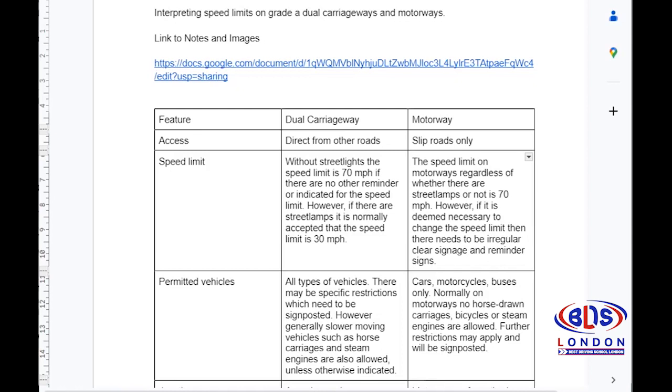The speed limit is 70 miles per hour, but if there are street lamps there, then that means it's 30 miles per hour. If they want you to travel at a different speed, they've got to put in signage to tell you to travel at a different speed, and they've got to put up reminder signs. So they might want you to do 50 miles per hour in an area where they've got street lamps on a dual carriageway. Then they will have to put up signage for 50 miles per hour. But if on a motorway they put up street lamps and they don't want you to do 70 again, they have to put up signage.